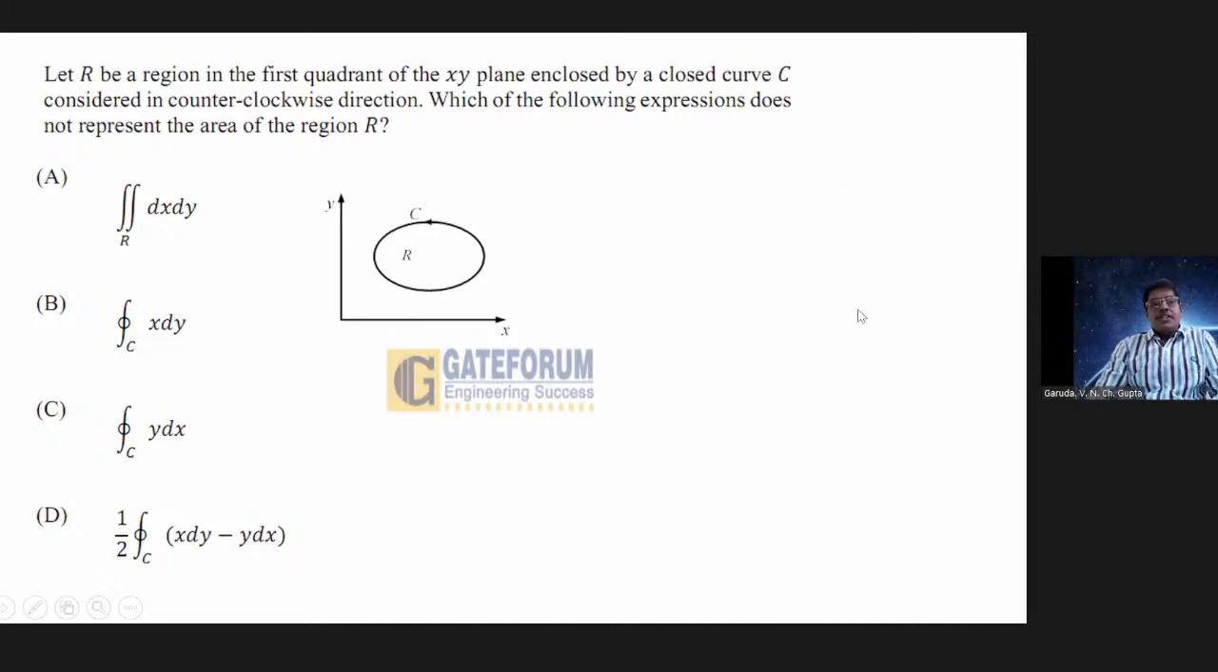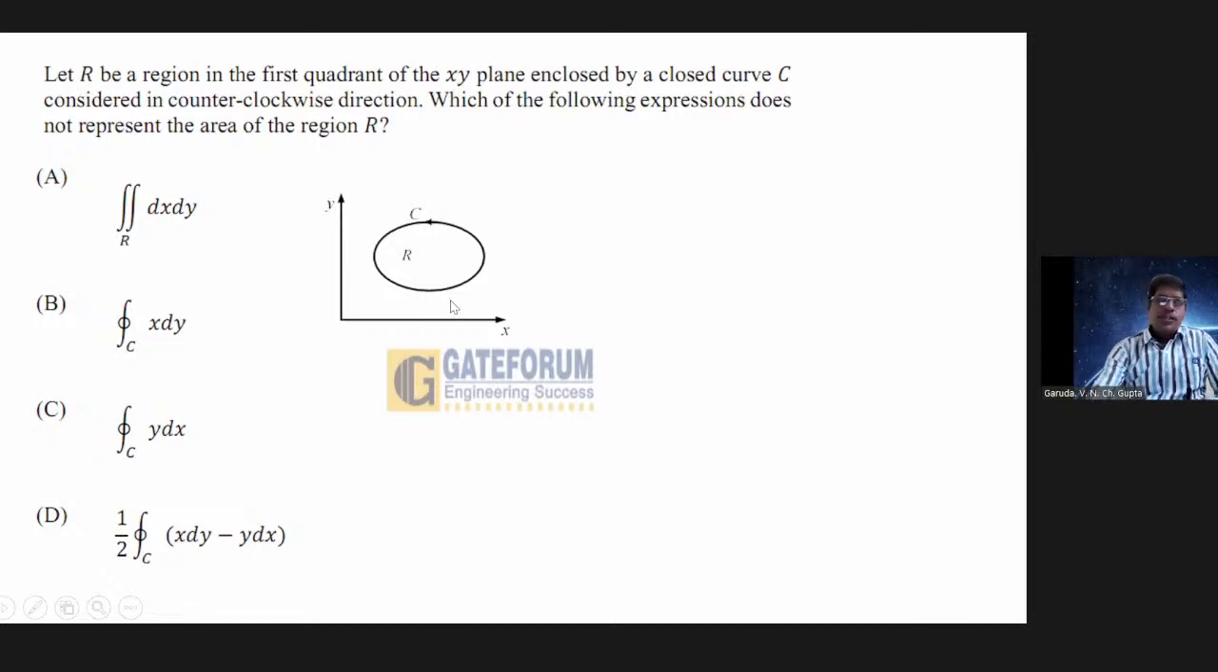Let R be a region in the first quadrant of the xy plane enclosed by a closed curve C. Consider in counterclockwise direction, which of the following expressions does not represent the area of the region R. So some diagram is provided, 4 options provided. Counterclockwise means positive direction, anti-clockwise direction. So this region R is bounded by a simple closed curve C, whose direction is anti-clockwise, in the xy plane. So that is given diagrammatically.